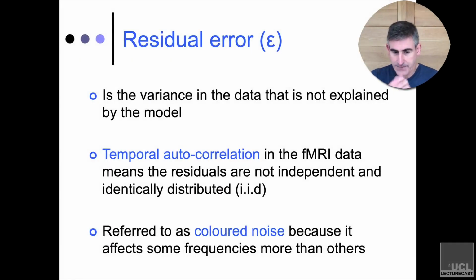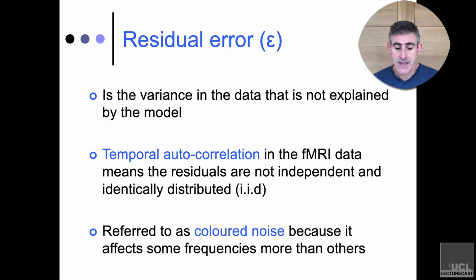We've talked a little bit already about residual error, this epsilon term. This is what's left over, the variance that's still in the model once you've accounted for everything that you can from your covariates of interest and your covariates of no interest. One of the assumptions in a general linear model is that residual error is independent and identically distributed. It was known as IID in stats classes, right? But that's an assumption that's violated in fMRI data.